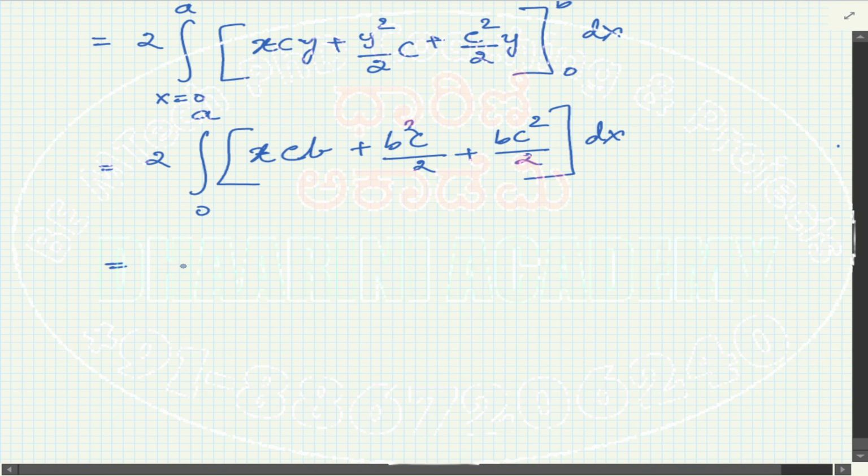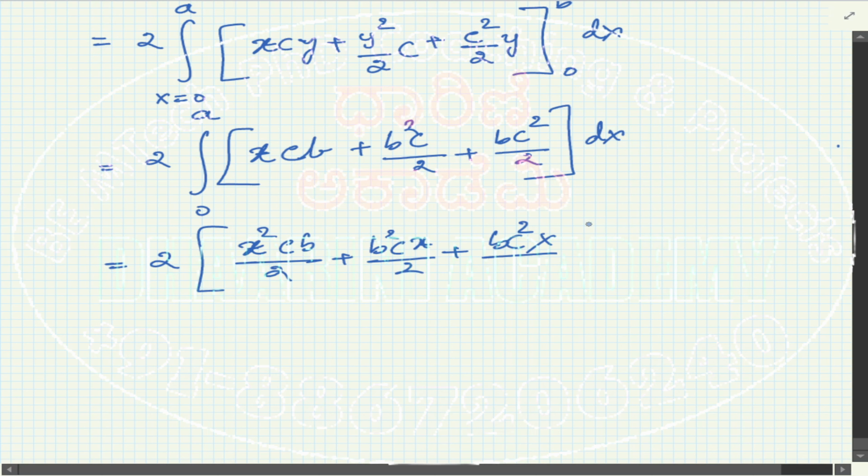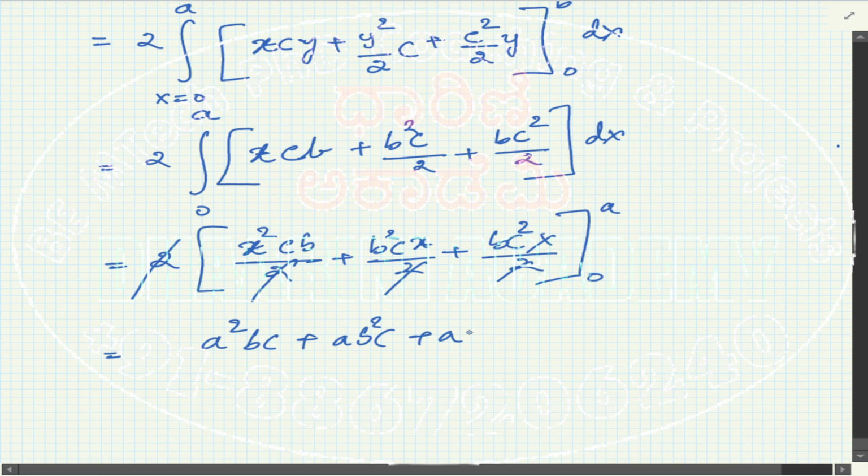Therefore, in my next step, I am going to perform 2 times x square cb by 2 plus b square cx by 2 plus bc square x by 2 from 0 to a. So I can see that the 2 cancels with all of them. So this is a square bc plus ab square c plus abc square.